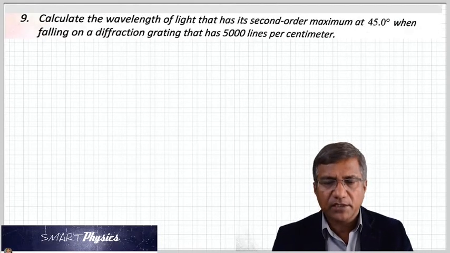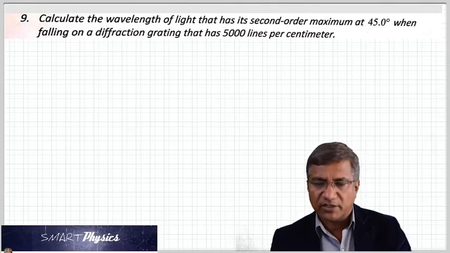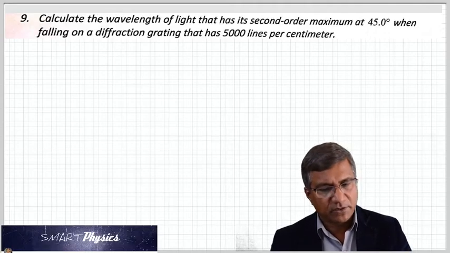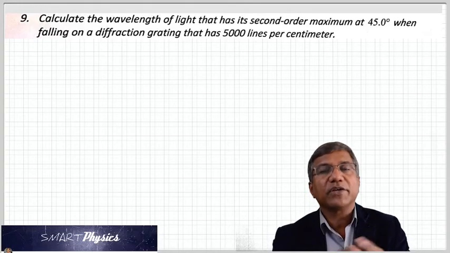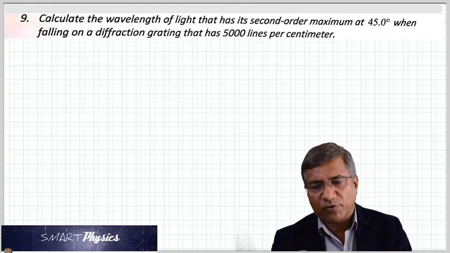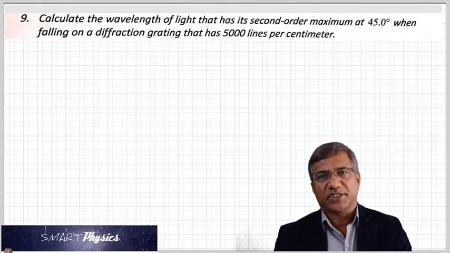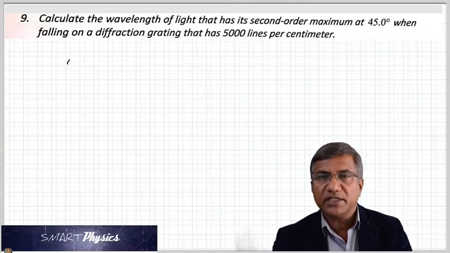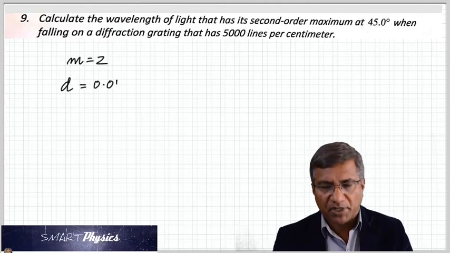In number 9, calculate the wavelength of light. Now you have to calculate lambda. That has its second order maximum, m is equal to 2, at 45 degrees. Wow, now you're given the angle. When falling on a diffraction grating that has 5,000 lines per centimeter. First find d. What is d here? 0.01 divided by 5,000.